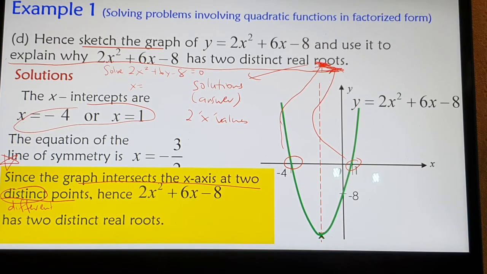Actually, this one should be the equation. Why the equation? Can you change the question? This one has two distinct roots. Hence this equals 0 has two distinct roots, because only when you solve this equation will you get the roots. Can you add that in?